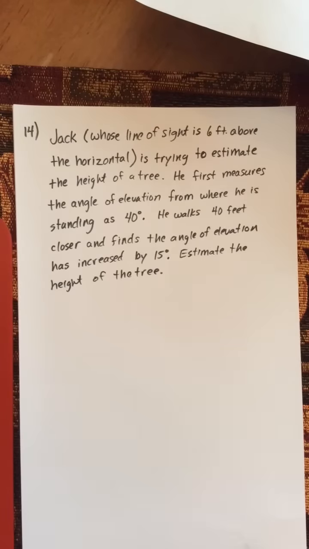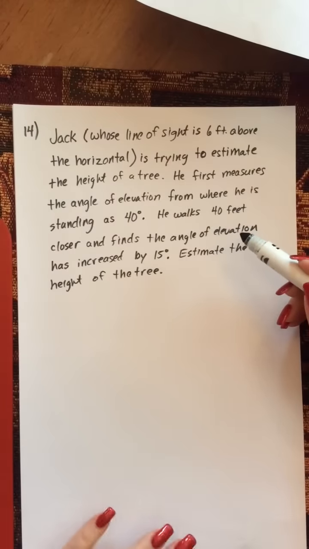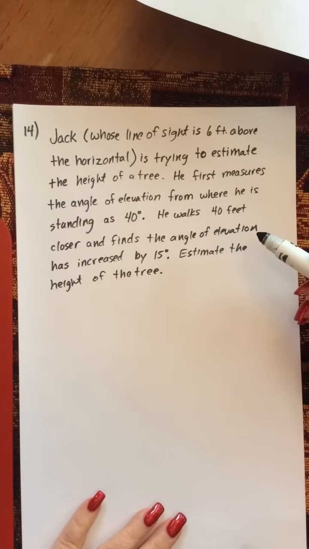All right, now we've got a word problem to solve. It says Jack, whose line of sight is 6 feet above the horizontal, is trying to estimate the height of a tree. He first measures the angle of elevation from where he is standing as 40 degrees. He walks 40 feet closer to the tree and he finds the angle of elevation has increased by 15 degrees. Estimate the height of the tree.